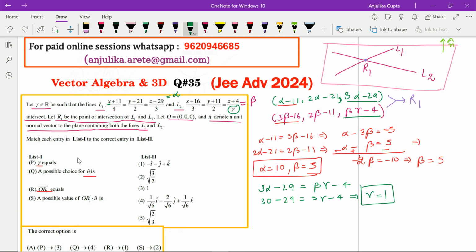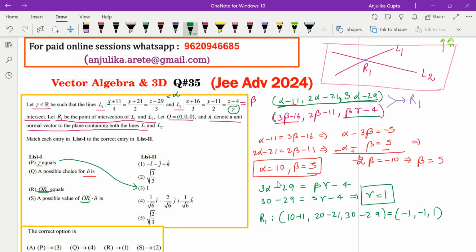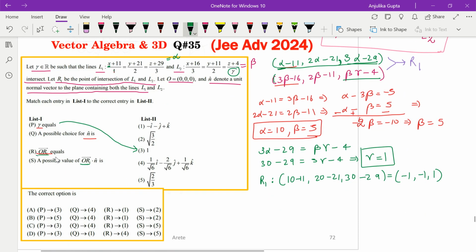So one question we have already answered: gamma equals 1. Now, can we quickly also find R1, since they are also looking for it? Do we know R1 now? We do, because since we know alpha, beta and gamma, we can plug in either of them and get the R1 value. So let's plug in alpha value to be 10 in the first one. So 10 minus 11, 20 minus 21, and 30 minus 29. So I got the R1 coordinate to be minus 1, minus 1 and 1. So what are they asking in terms of R1? That OR1 is equal to, OR1 is what? Position vector of R1, right?